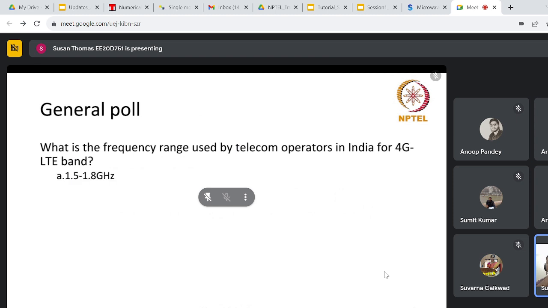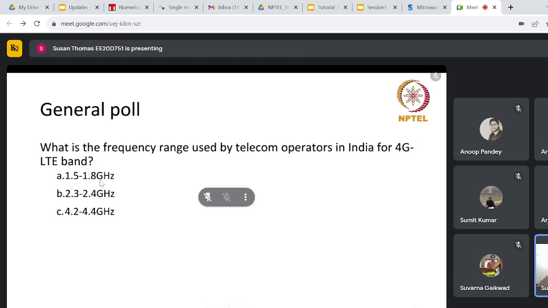Just an introduction question. You can all type in the chat box. What do you think, or maybe you all know, is the frequency range used by the telecom operators in India for the 4G LTE band? I'm quite sure all of you know about the 4G band which we use in our phones. Any idea of the range of frequency used by this particular 4G band? Most of the telecom operators have almost the same band.